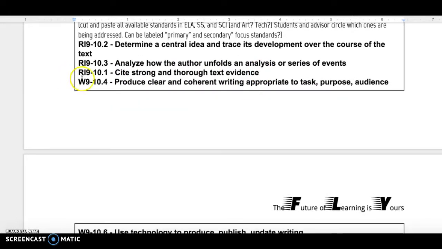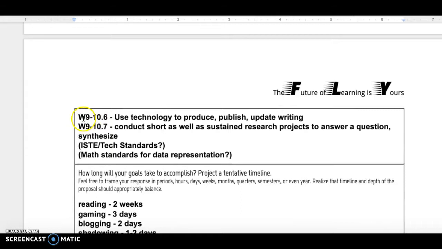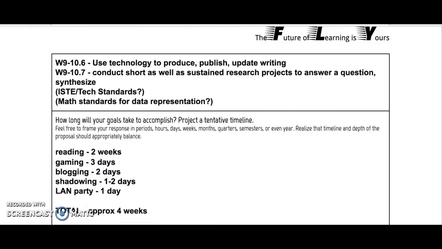Blogs are going to be these writing standards, this W. He's going to produce clear and coherent writing. He's going to use technology to produce, publish, and update his writing on these blogs. And he's going to conduct short as well as sustained research projects to answer those questions that he has. There might be some tech standards that can address your project, and there also might be some math standards that you could incorporate if you want to graph your data and represent that in a different kind of way.